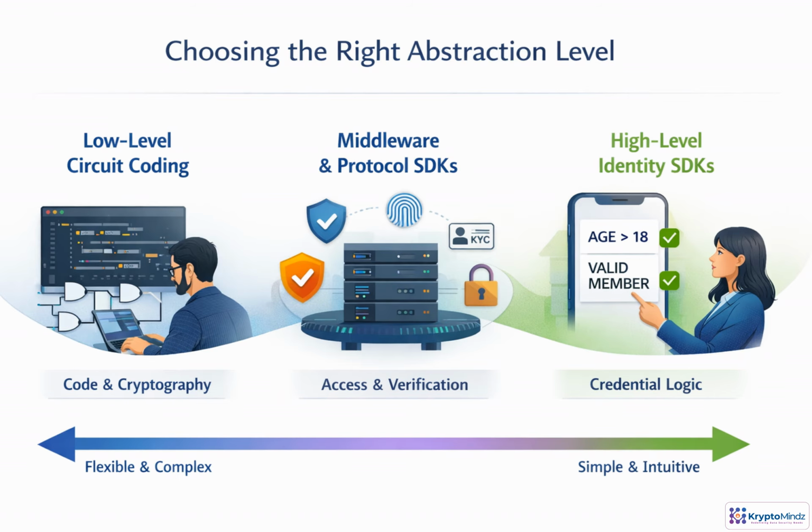A useful way to think about ZKP tooling is manual versus automatic transmission. Low-level circuit coding gives maximum control, but the team must understand constraints, circuits, and cryptographic pitfalls. Middleware and protocol SDKs can deliver common flows, such as access control or KYC, much faster. High-level identity SDKs may let you express checks like age over 18, but they can limit formats and predicates. Choose based on customization, interoperability, audit needs, and delivery speed.